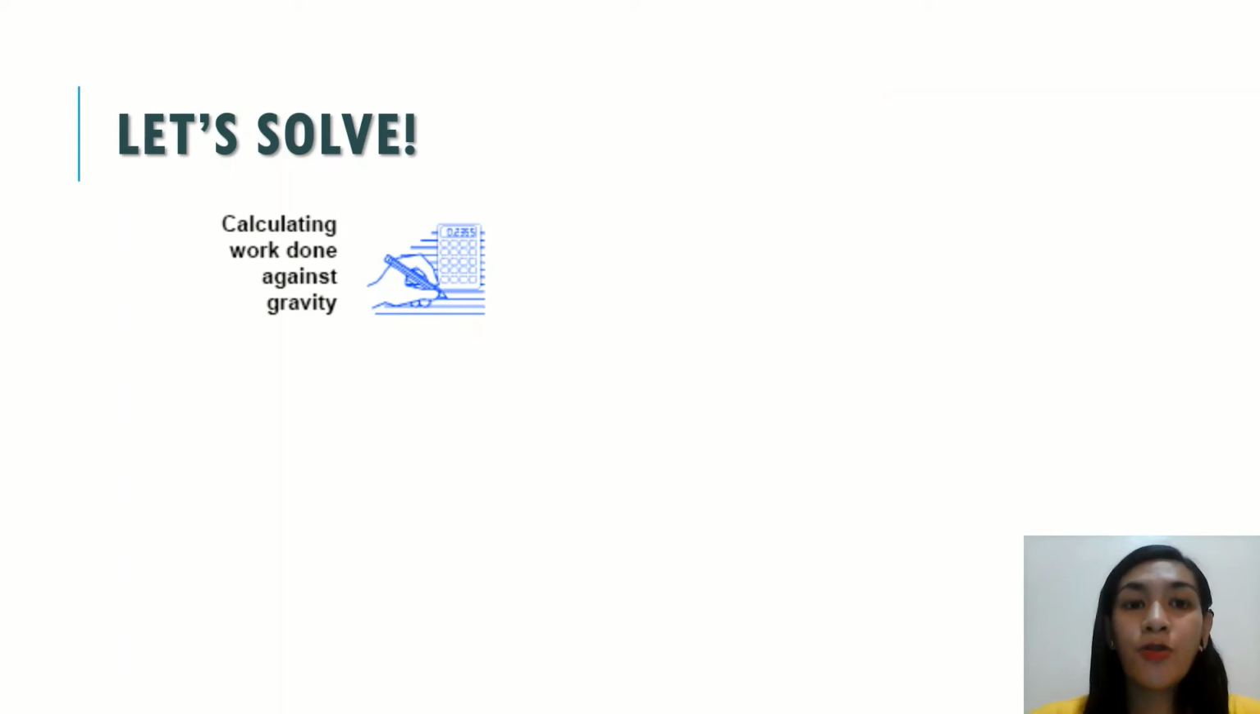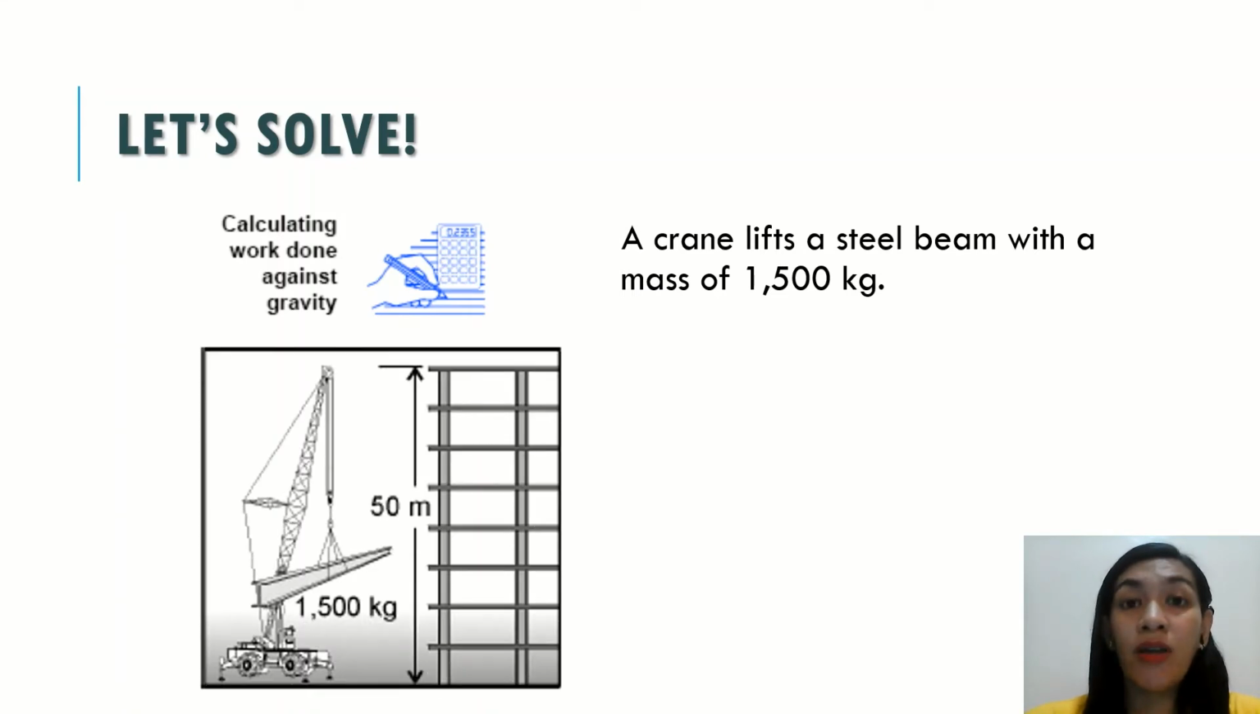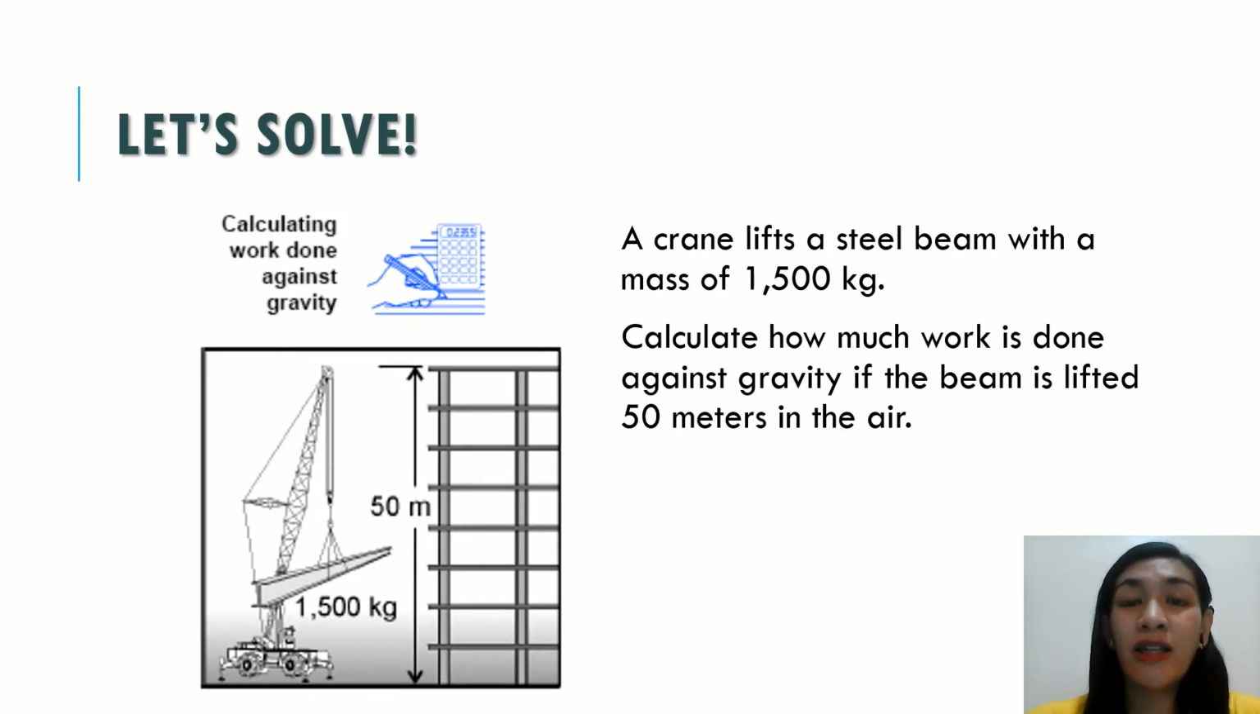So I want you to solve this problem about work done against gravity. A crane lifts a steel beam with a mass of 1,500 kilograms. Calculate how much work is done against gravity if the beam is lifted 50 meters in the air. So pause the video, copy the problem, and then I'll show you the solution later.